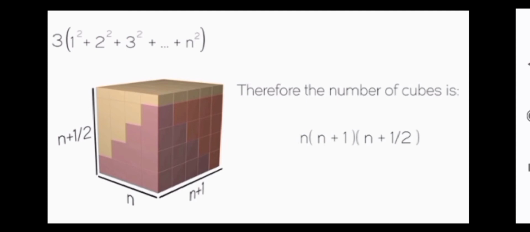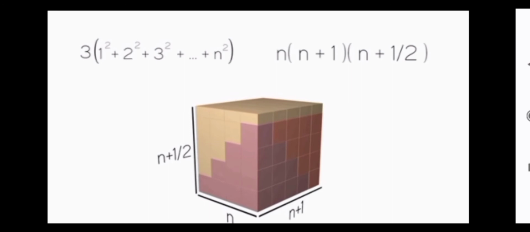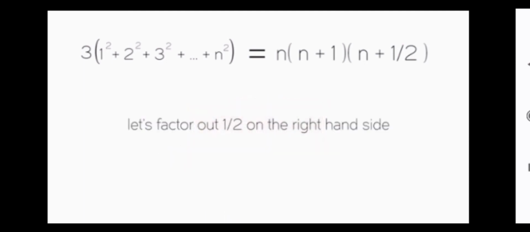We can equate this in the equation: 3 times the sum of the n integers squared, so 3 times 1 squared plus 2 squared plus 3 squared up to n squared is equal to n times n plus 1 times n plus 1 half. Let us factor out 1 half on the right hand side.